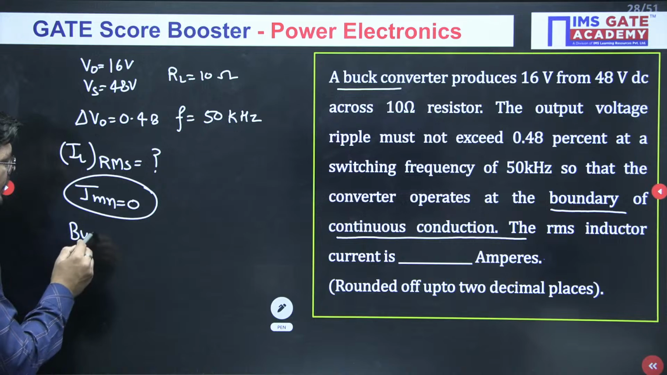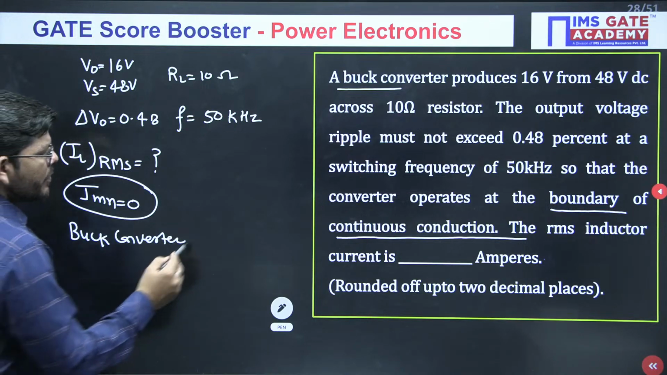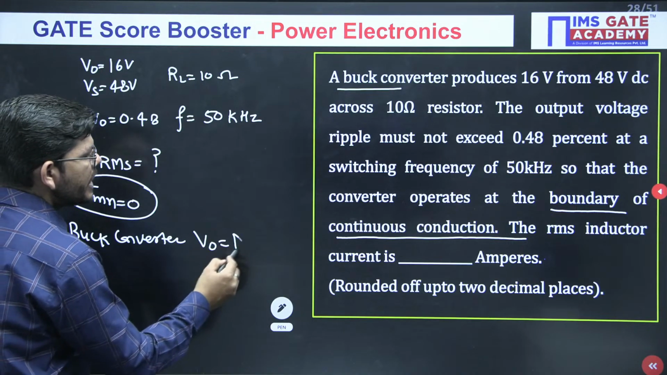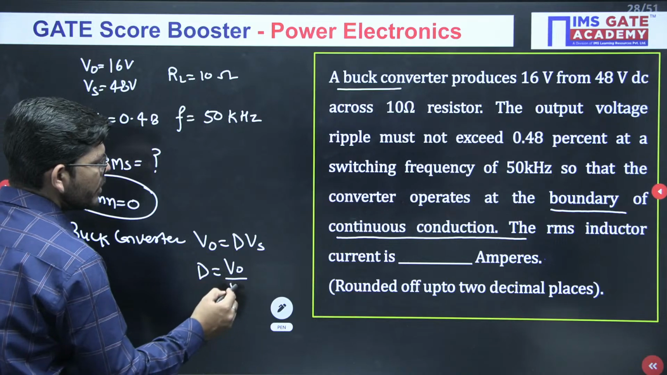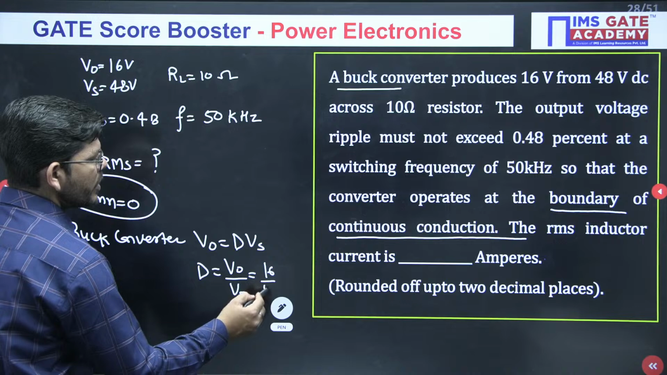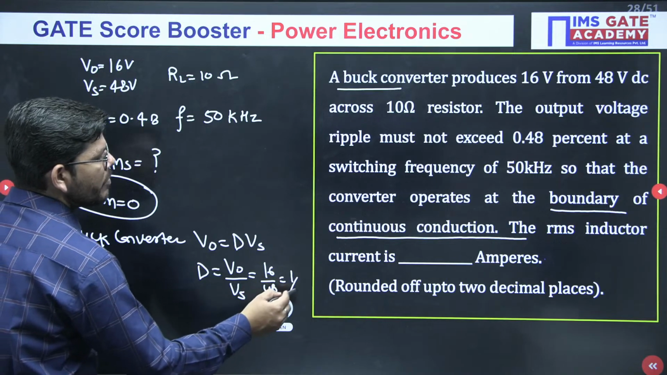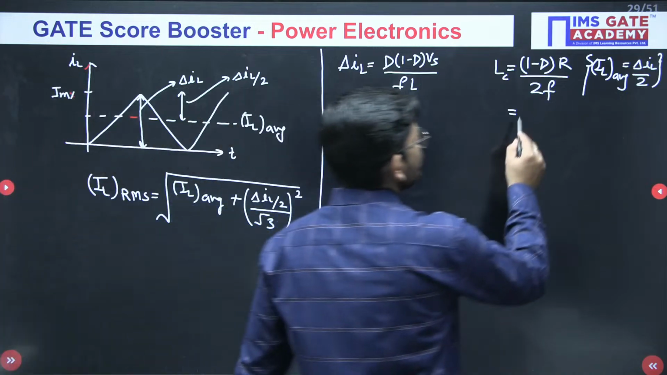For buck converter, you know that output voltage is D times Vs. So what will be D? It will be V naught over Vs. What is V naught? 16. Vs 48. How much will you get? 1 by 3. Okay, so D value will be 1 by 3.